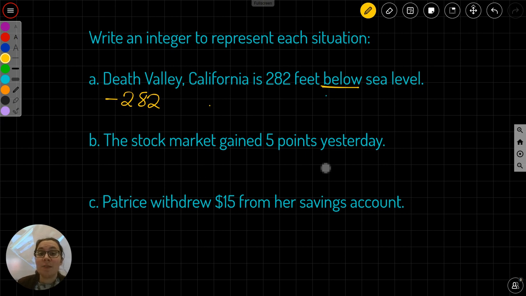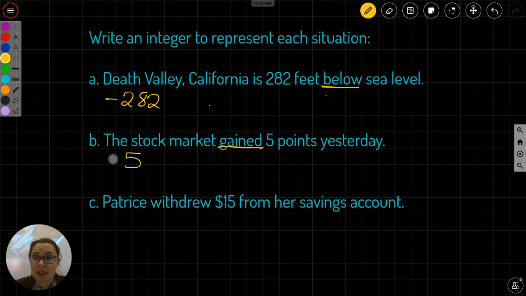The stock market gained 5 points yesterday. What's our key word here? Well, gained. Gained is increasing. It's going up, which means that the integer that represents the situation would be positive. And since it gained 5 points, all we have to write is 5.